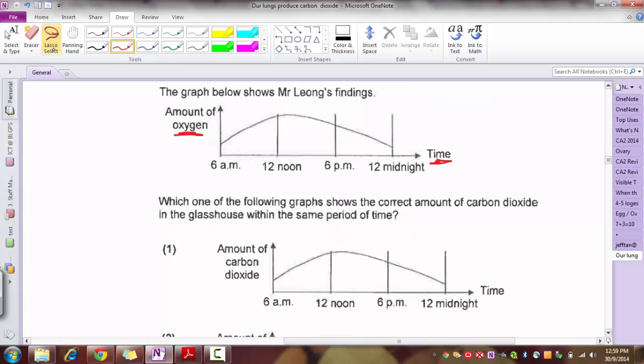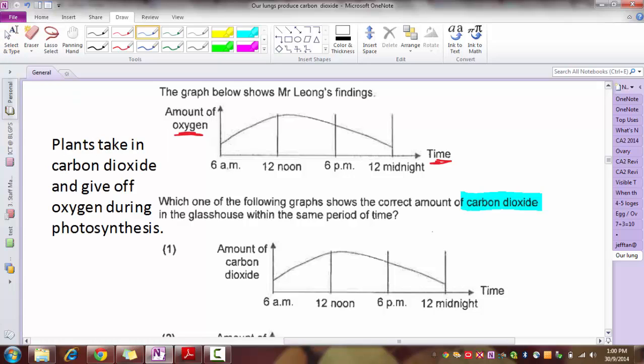So here they're asking which of the following graphs shows the correct amount of carbon dioxide in the greenhouse in the same period of time. So what's the concept that we should recall here? So let's recall the concept. The concept is plants take in carbon dioxide and give off oxygen during photosynthesis. And remember, photosynthesis, what is the requirement? It requires light. Okay, so you need light for photosynthesis to occur.